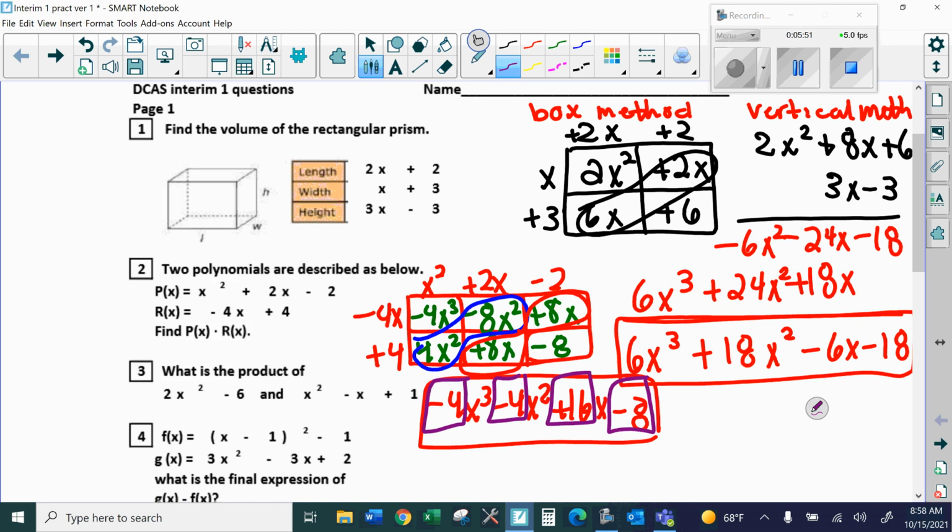Okay? And you might be just filling in that right there. So again, there's the box method. You could have done the vertical method like I just did on number 1. Okay? Notice we have another one.